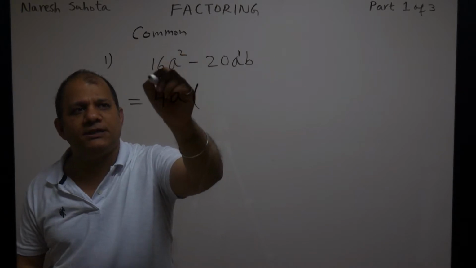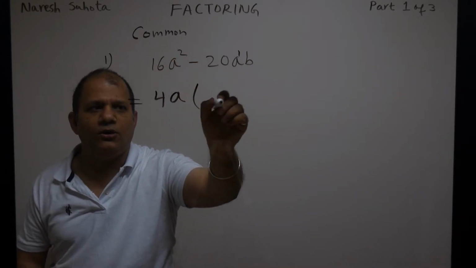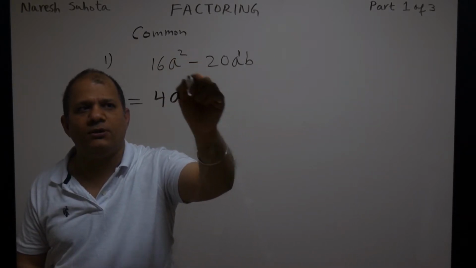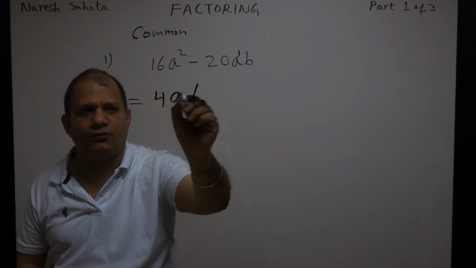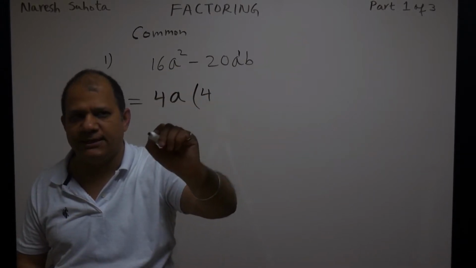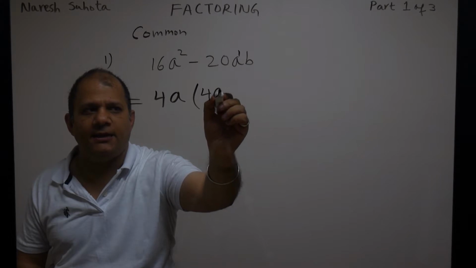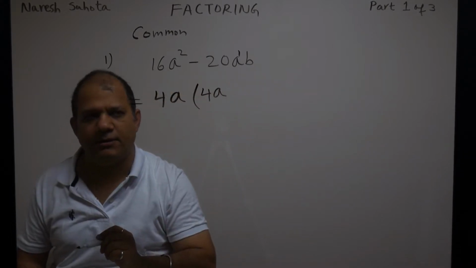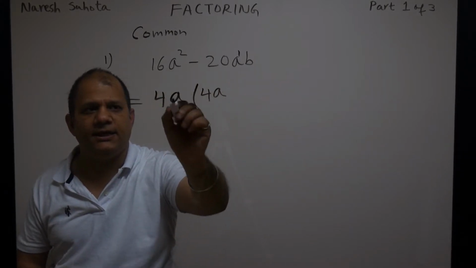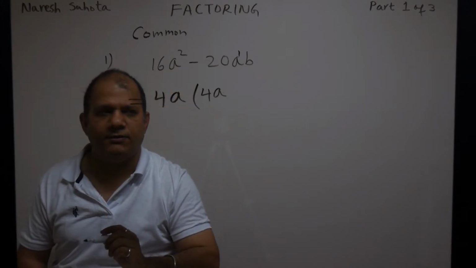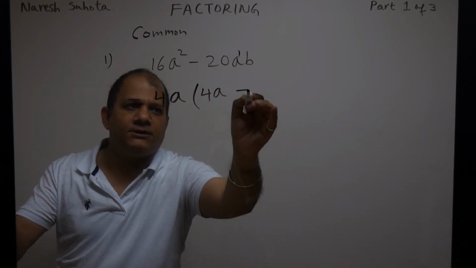Okay, so now 16a squared. So 4a times what will give me 16a squared? So 4 times 4 will give me 16. A times a will give me a squared, right? So 4 times 4 is 16. A times a is a squared. So that's correct there. Now let's work with the second term.